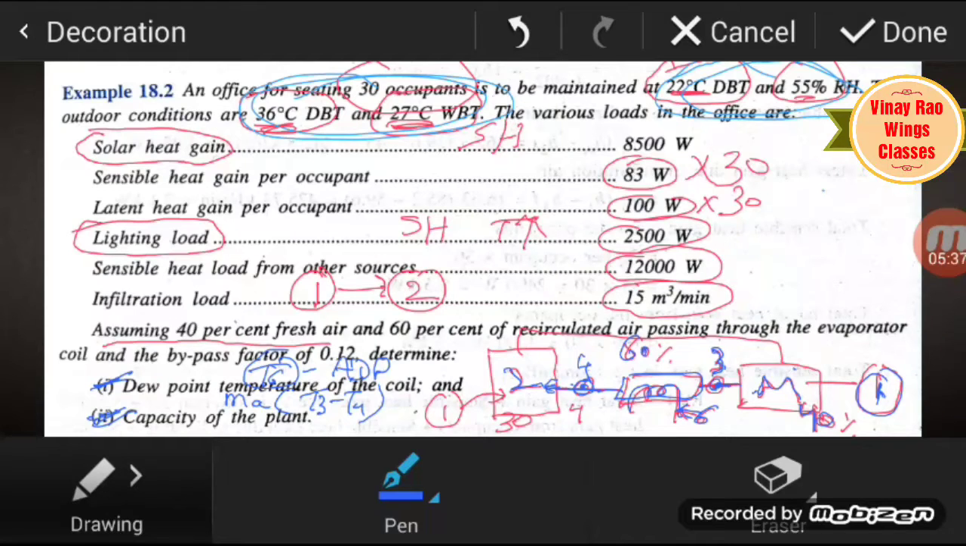I will explain the parameters on the psychrometric chart. You have to take a screenshot of this numerical and solve it with me. You also have to take a printout of the psychrometric chart to solve this numerical. Please take a psychrometric chart with you and try to solve this numerical yourself with me. So let's move to the psychrometric chart.